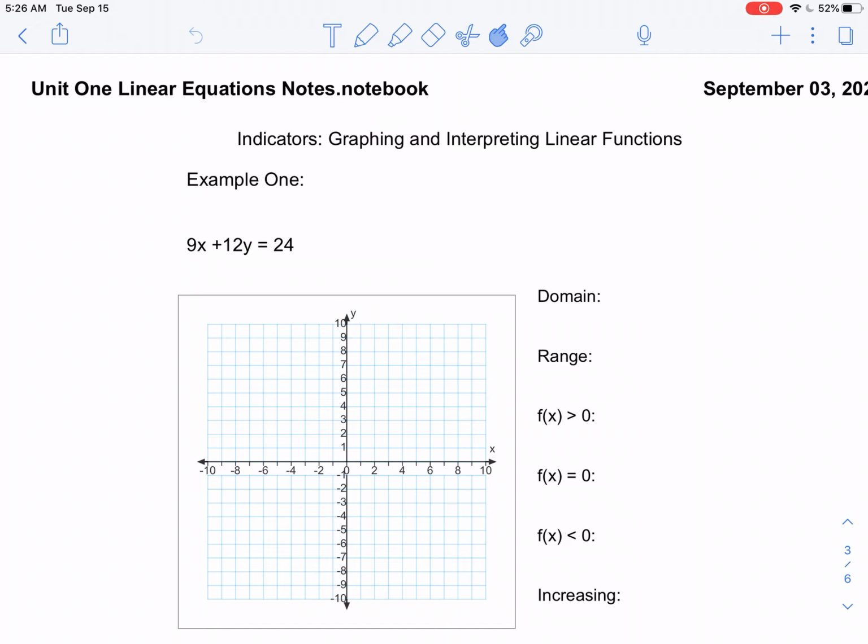Today we're going to be doing some graphing and interpreting of linear functions. That's the next indicator that we are going to be covering in Unit 1.